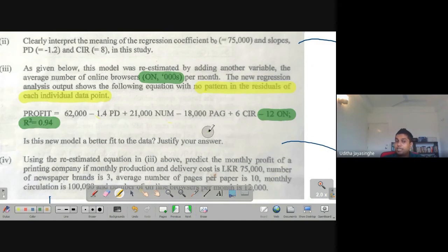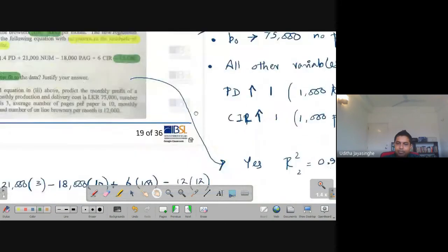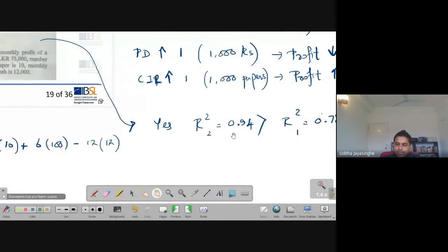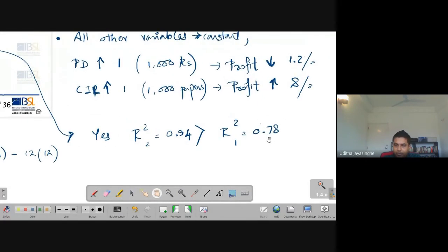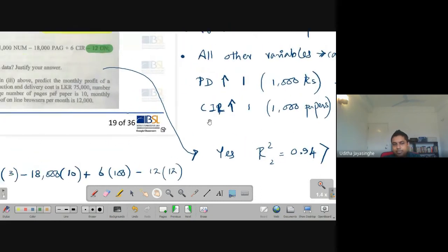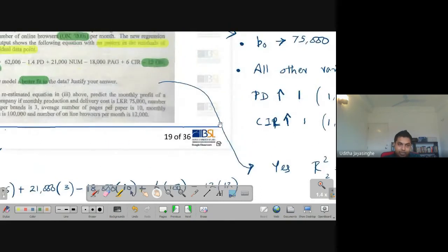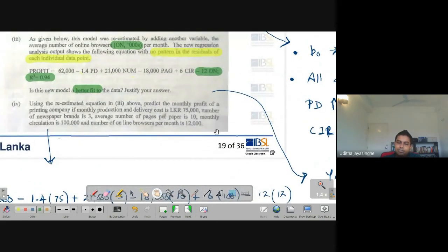Is this new model a better fit to the data? Justify your answer. We have a very simple answer here. It is of course going to be a better fit. Why? Simply because the previous R square was 0.878, and compared to that, this R square of 0.94 is a much better one. So obviously it is going to be a better one, simply because the coefficient of multiple determination is a better number. So that's the answer for 5 marks.